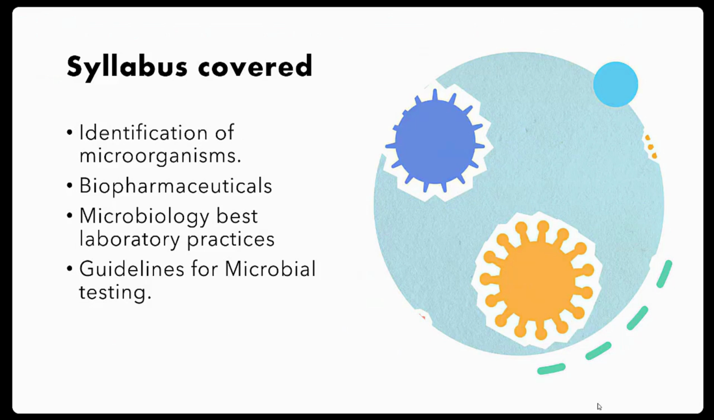Next, guidelines. What guidelines are suggesting for microbial testing? What is USP saying? What is EP saying? What do WHO, ICH guidelines say? What are the chapter numbers? What are the limits mentioned in the guidelines? We will discuss in this chapter.